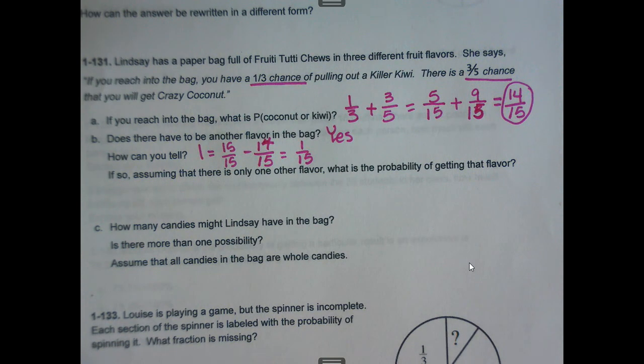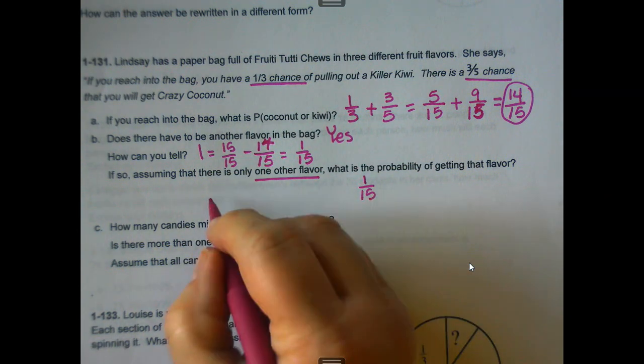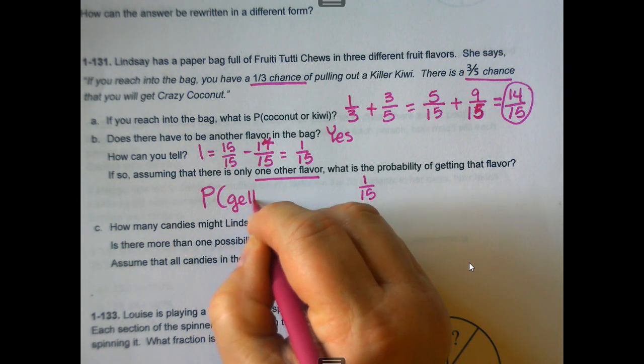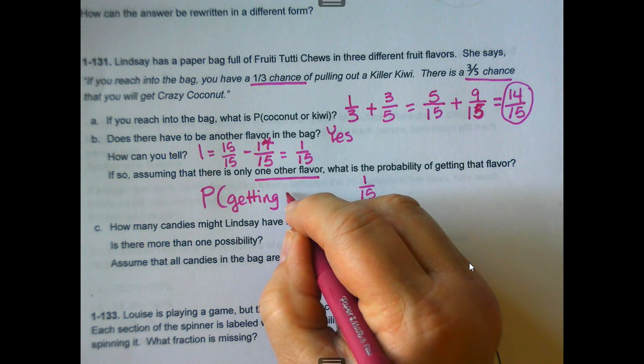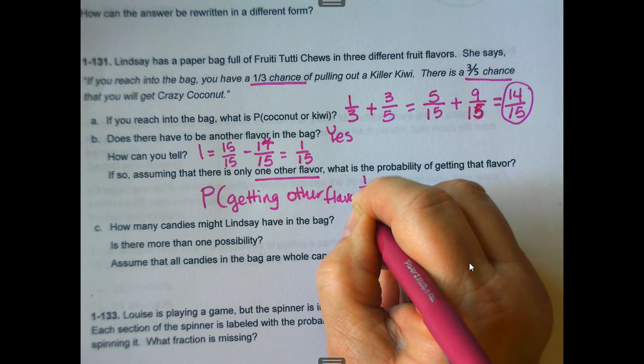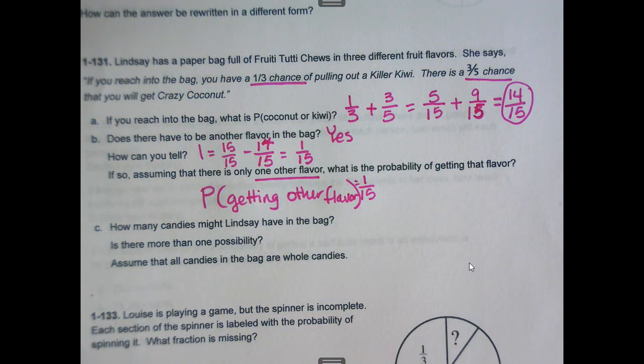And if I assume that there's only one other flavor, what is the probability of getting that other flavor? Well, the probability is going to be 1/15. So we're going to put: P of getting other flavor is 1 minus 14/15 equals 1/15.